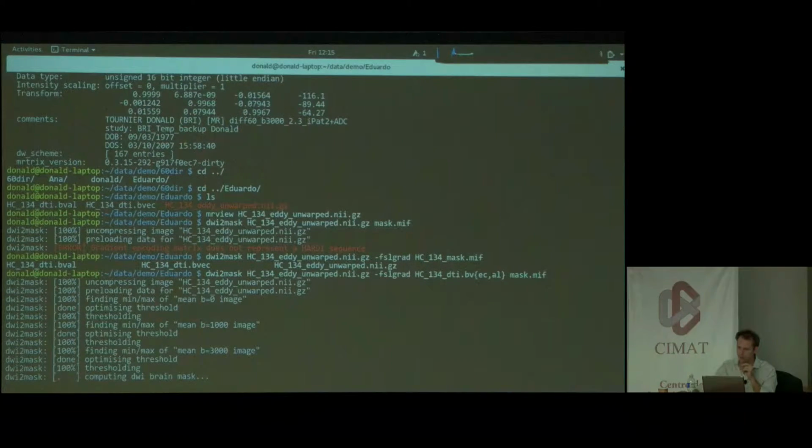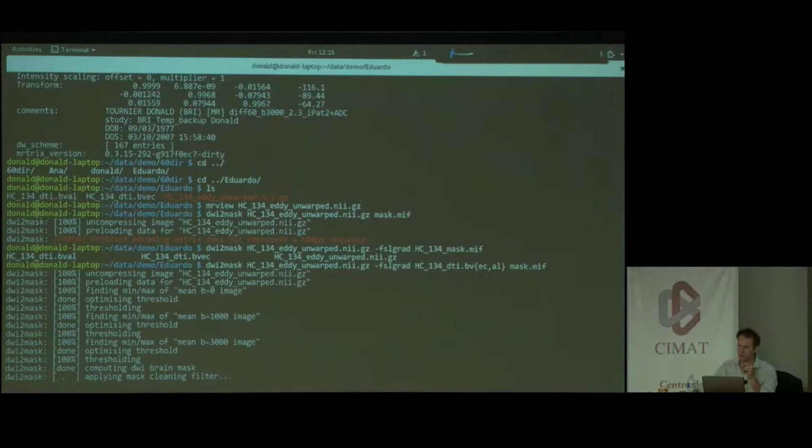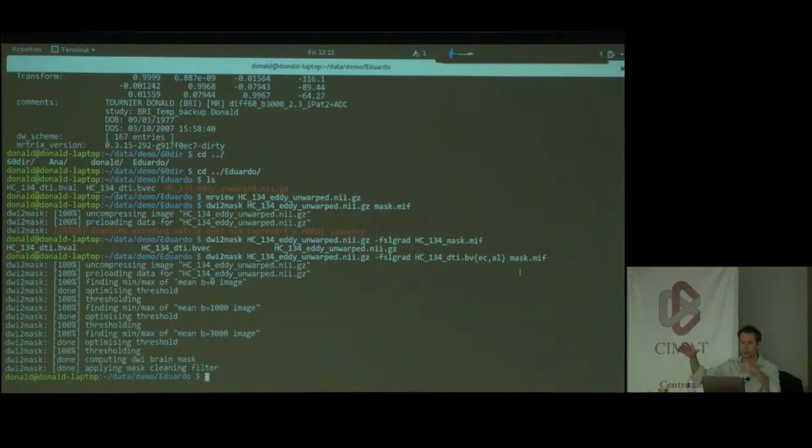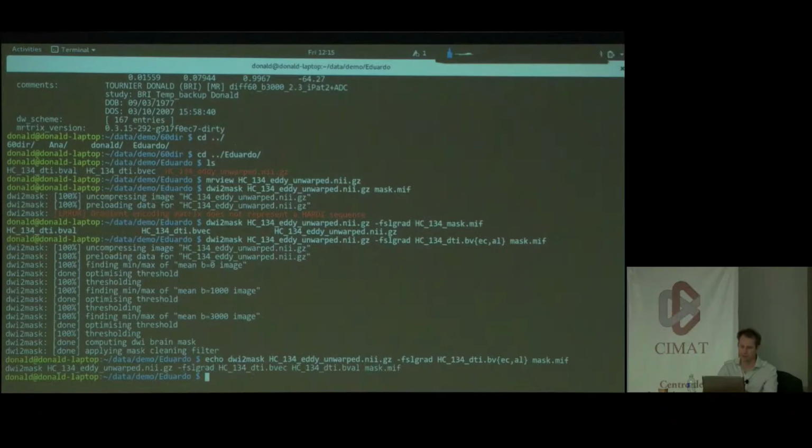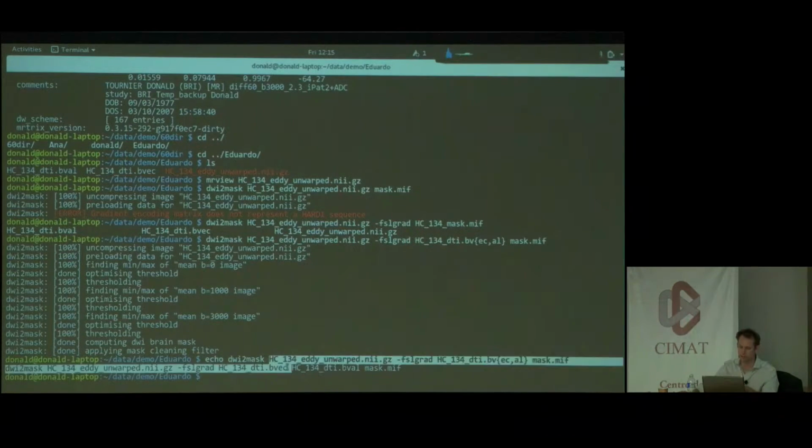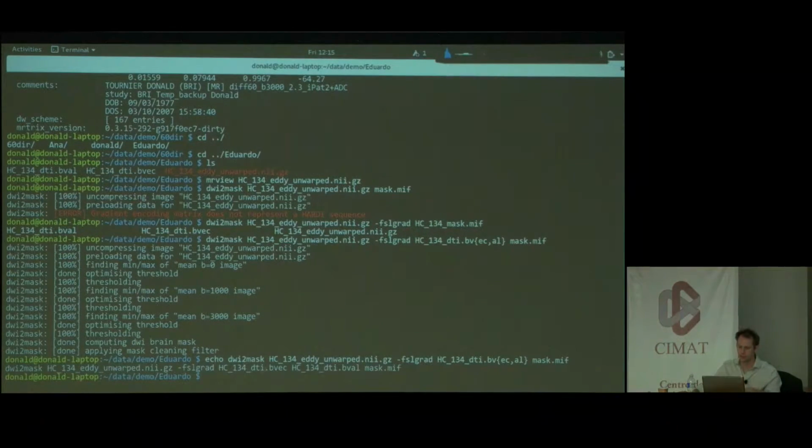So this is a bash construct. Basically, it expands to both the BVEC and the BVAL as separate arguments. This is actually what it does. This is a command I should have written so as not to confuse everybody, but anyway.